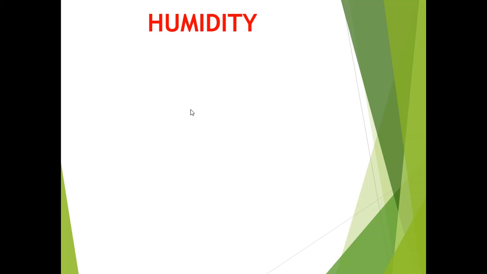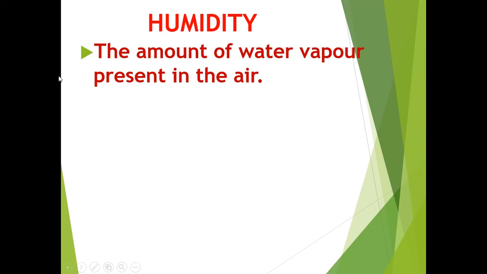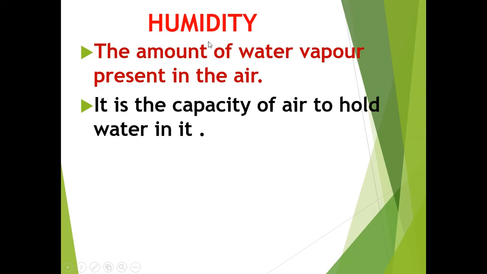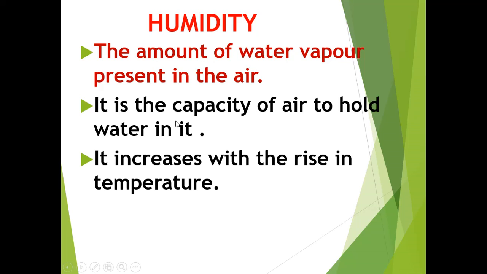Now, the next factor which is responsible for weather change is humidity. So, what is meant by humidity? The amount of water vapor present in the air. So, during rainy season, you can see the amount of water vapor present in the air will be more. Okay. So, humidity means the amount of water vapor present in the air. So, it is the capacity of air to hold water in it. That is called humidity. So, humidity increases with the rise in temperature. So, when the temperature rises, the humidity increases.